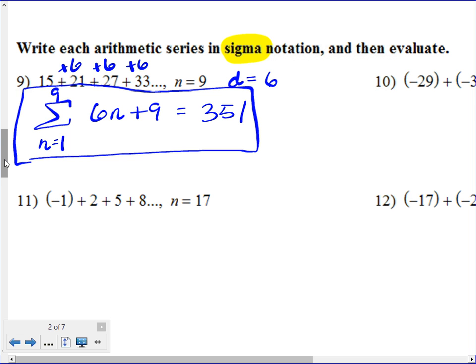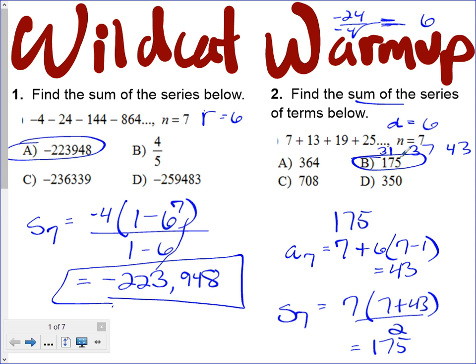Now I want you to notice something. Is there any difference between this problem and number 2 on the warm-up? No. Exact same thing. So now you have one more option on how to find a series. This is a series. This is the sum of the first 9 terms. This is just like this problem right here. It's exactly like it. So now you have one more way that you can solve this.